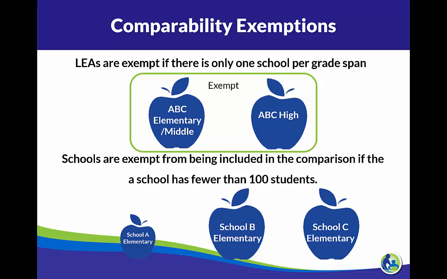The other exemption is for a school. A school is exempt from the report if their enrollment is fewer than 100 students. In this scenario, the smaller school, A elementary school, is exempt from the report because its student population is below 100 and therefore exempt from comparing to the other elementary schools.